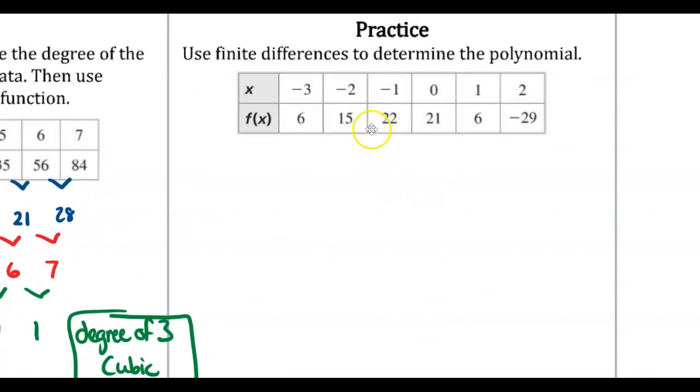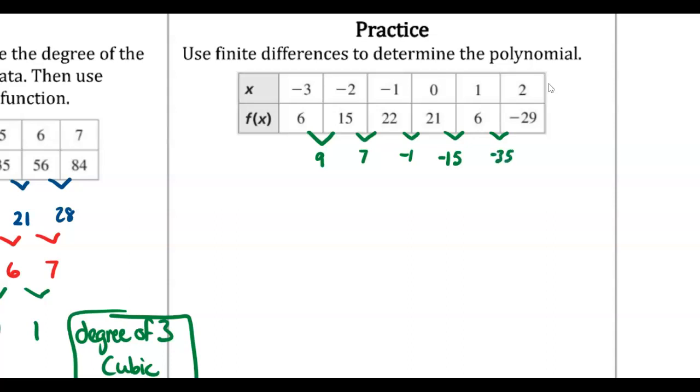Okay, let's try another one just to make sure we've got this. You verified your x values are all going up or down by the same amount, so they're evenly spaced. Now you're going to do first, second, third, fourth differences, however many you need to show the pattern. So remember, you do 15 minus 6, 9. 22 minus 15 is 7. 21 minus 22 is -1. 6 minus 21 is -15. -29 minus 6 is -35.